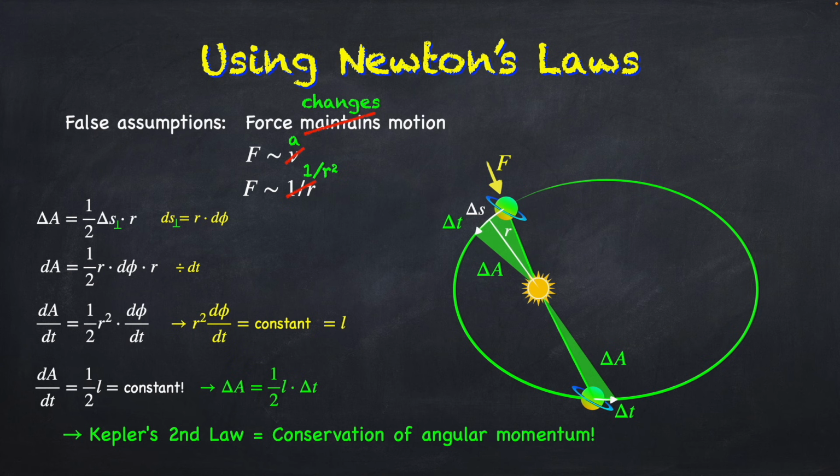What's astonishing is that the numerous physics mistakes Kepler made all happen to cancel out coincidentally in just the right way to still give a correct law of physics.